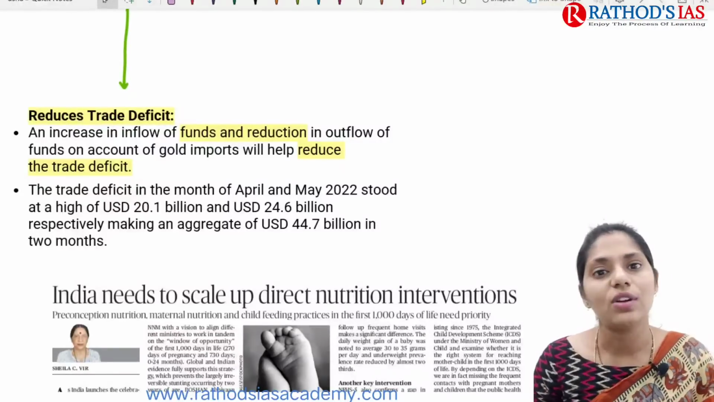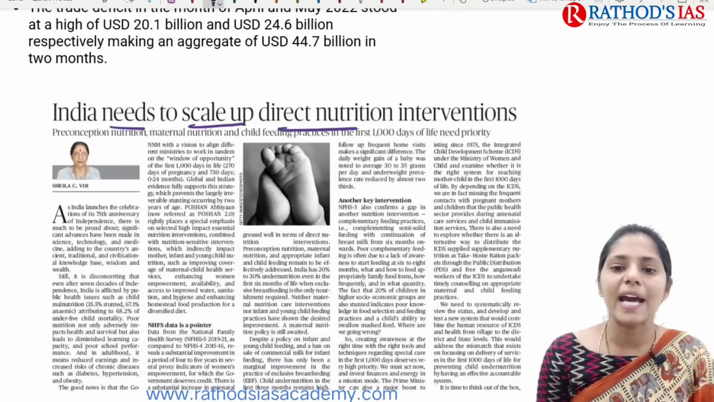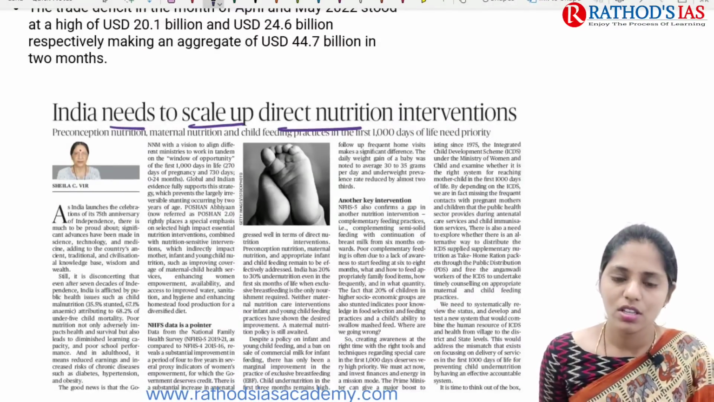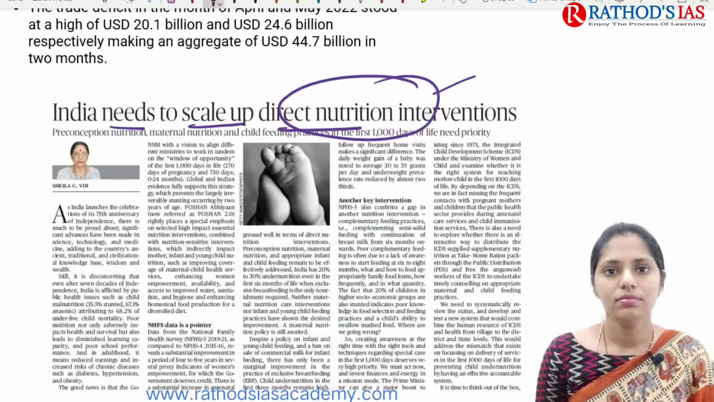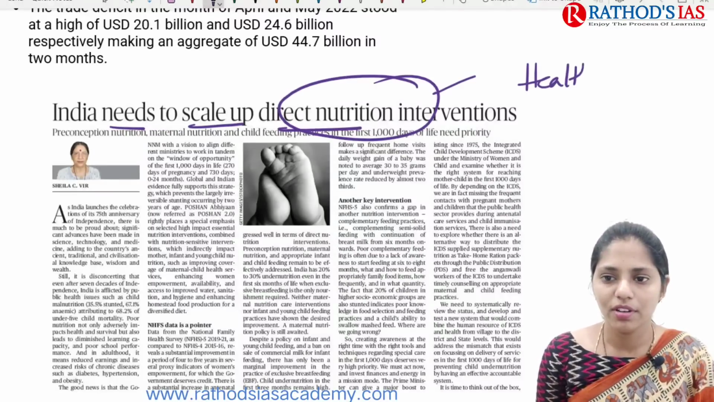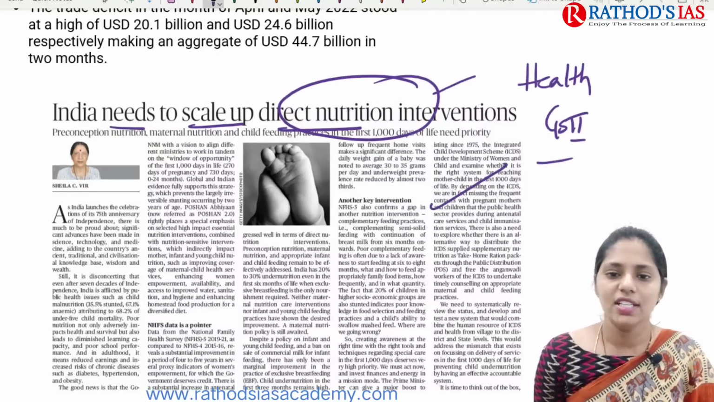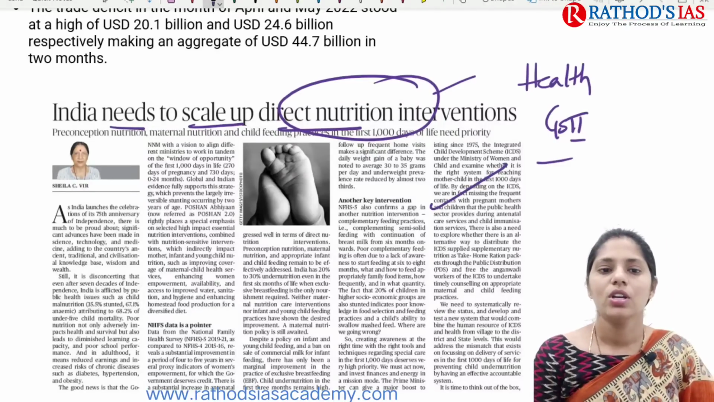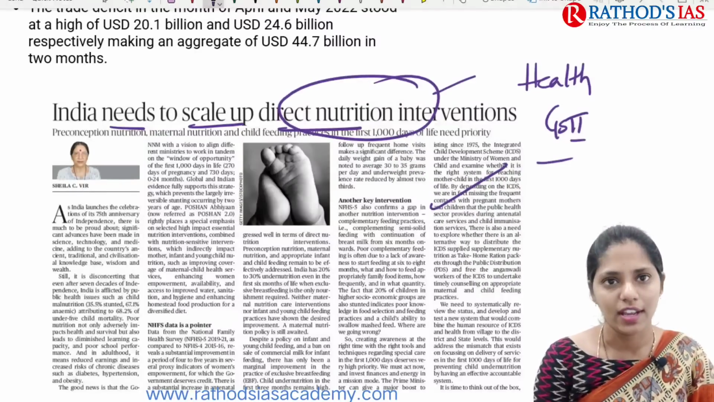And now let us try to see next topic. Title says India needs to scale up direct nutrition interventions. So this article which is mainly focusing on this nutrition will be important from our health, which mainly comes in our GS paper 2. So actually, what is this article talking about? So article which is mainly talking about first 1000 days of life.